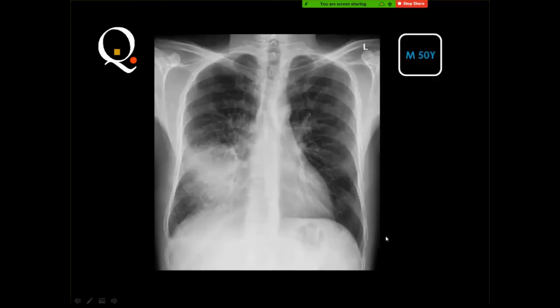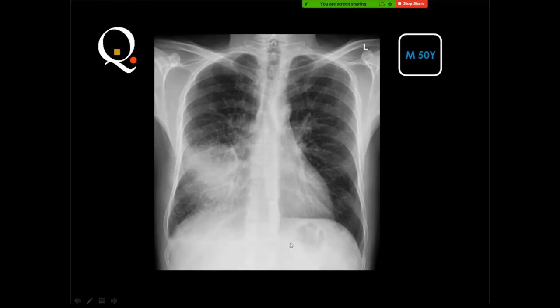Then this patient is 50 years old with this opacity in the lung. What do you think? Lobar pneumonia. In the middle lobe, you mean? Yes, and there is maybe some pleural effusion.